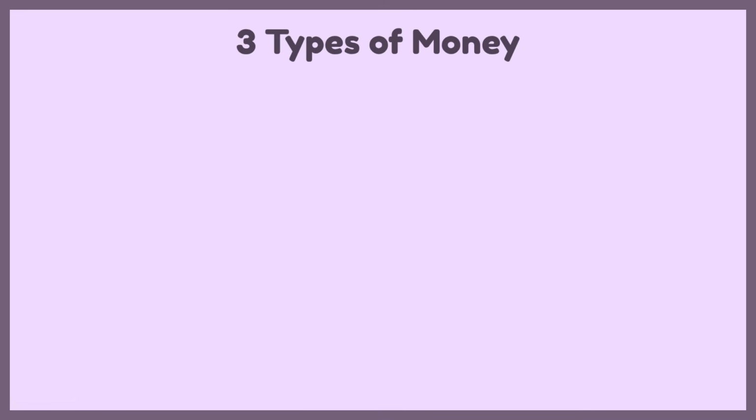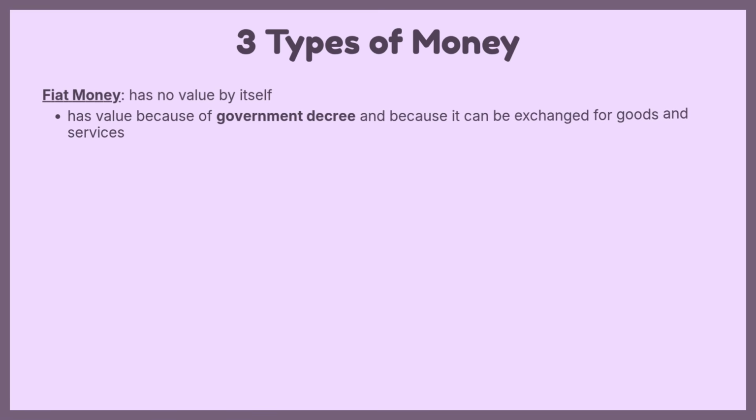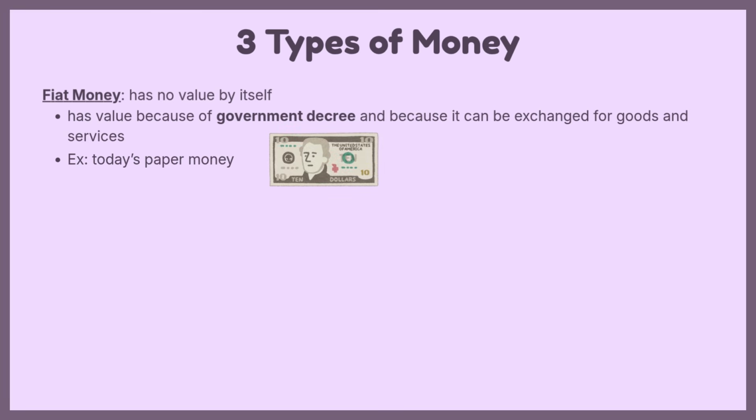Next, let's discuss the different types of money. There are three that you need to know. Fiat money is money that has no value by itself. It only has value because of government decree and because it can be exchanged for goods and services. A great example of fiat money is today's paper bills. The paper that a $10 bill is made of is worth much less than the $10 it represents.